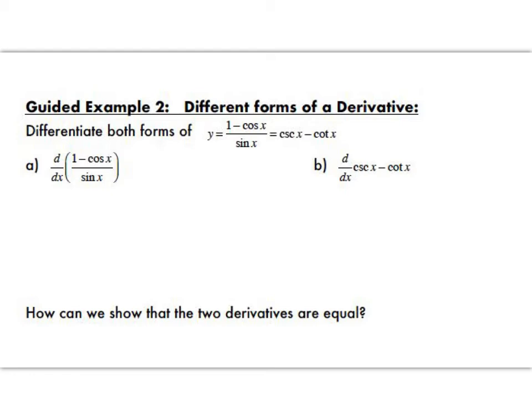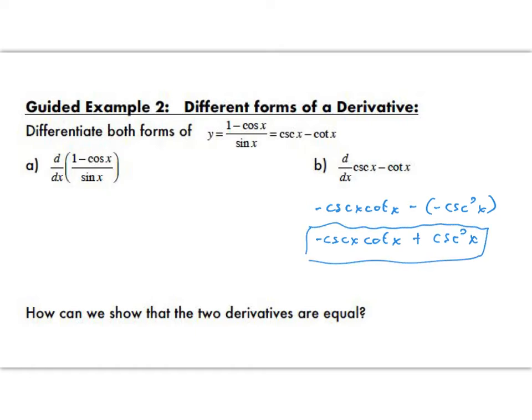The derivative of cosecant is negative cosecant of x, cotangent of x. And the derivative of cotangent is negative cosecant squared of x. So doing a little cleanup, I'm going to have negative cosecant of x, cotangent of x, plus cosecant squared of x. You could do that in either order, just so long as your signs are correct. And that's what it's going to work out to be.